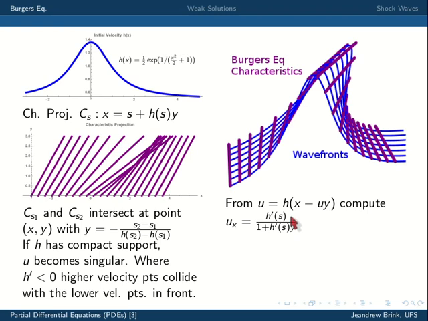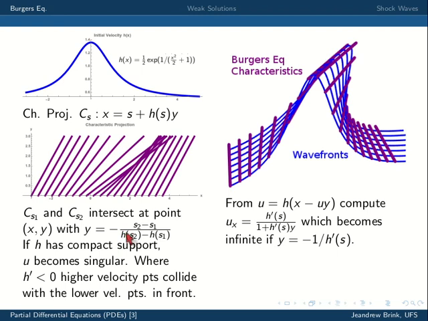Okay, and so what we have now is that this thing becomes infinite. In other words, these lines become vertical if this denominator is 0, if y equals 1 minus 1 over h prime of s. And lo and behold, it's exactly the same answer that we derived here, just in the limiting case. Okay, so the two pictures are consistent.